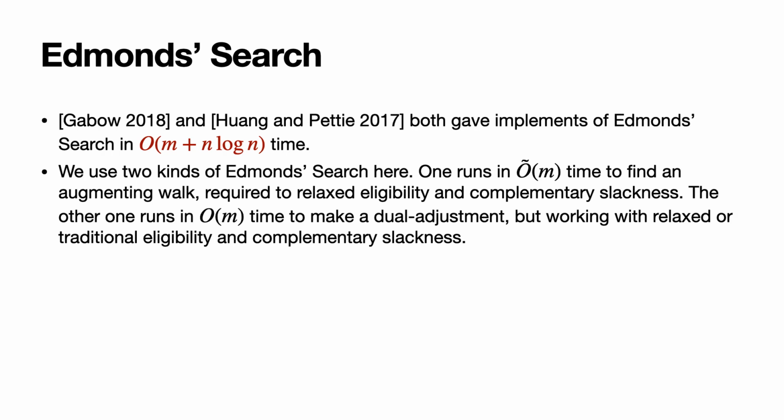There are several efficient implementations of Edmonds Search. Gabow and Huang both gave implementations of Edmonds Search in O(m + n log n) time. In our algorithm, we use two kinds of Edmonds Search. One runs in Õ(m) time to find an augmenting walk, required to relax the eligibility and complementary slackness. The other one runs in O(m) time to make a dual adjustment, but working with relaxed or traditional eligibilities and complementary slackness.